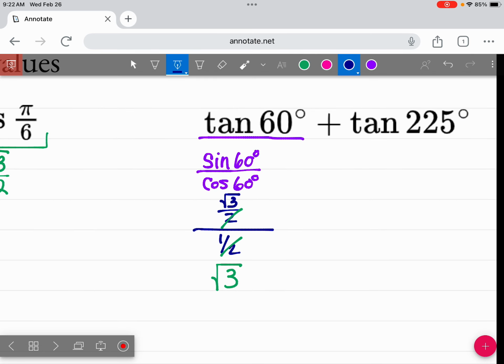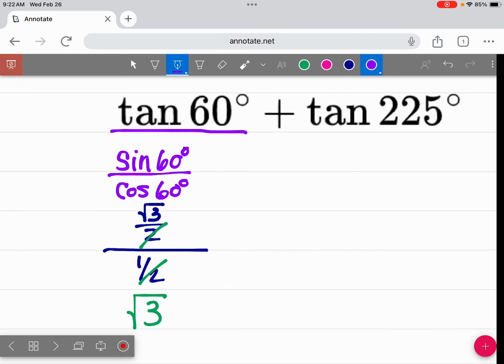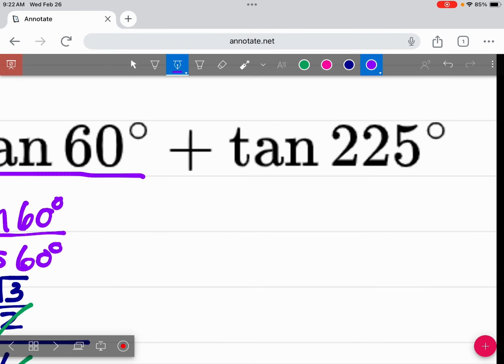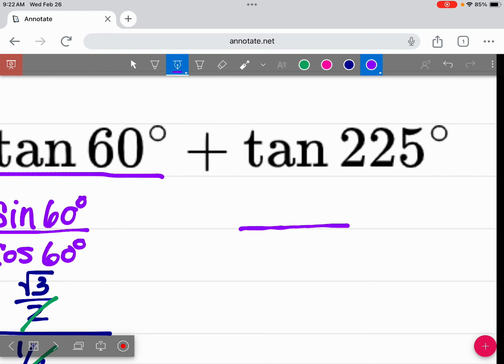Then we're going to do that same process with our tangent of 225. Because honestly, we probably don't have our tangents memorized because I didn't make you do so, because we can figure it out from our sine and cosine. So we want to do our sine of 225 and our cosine of 225 degrees.